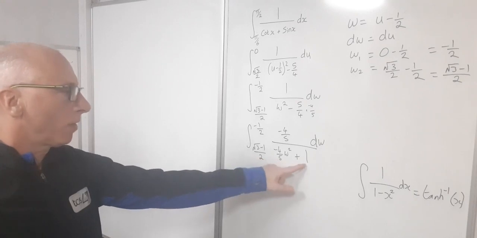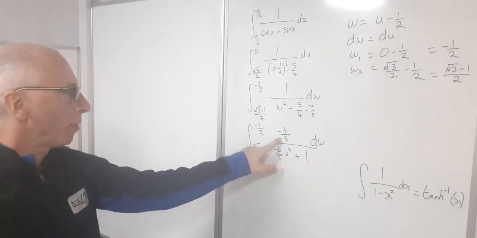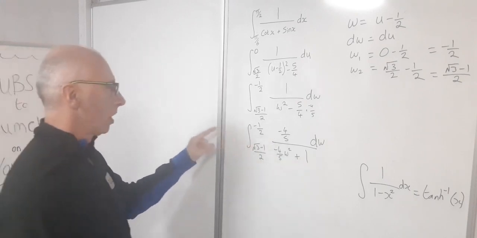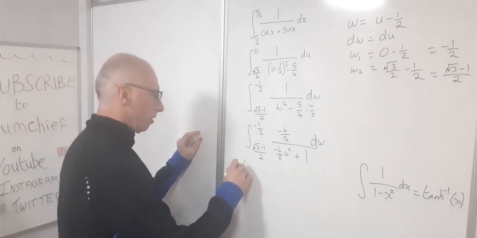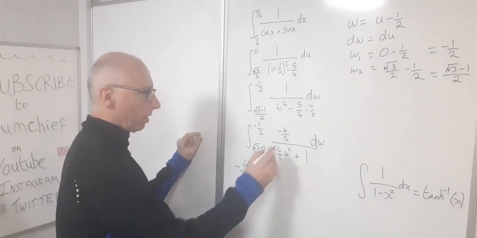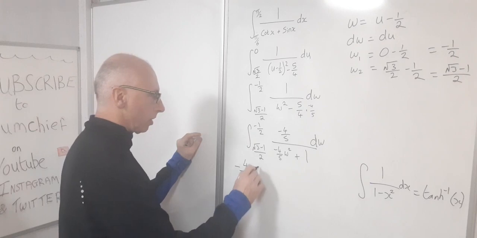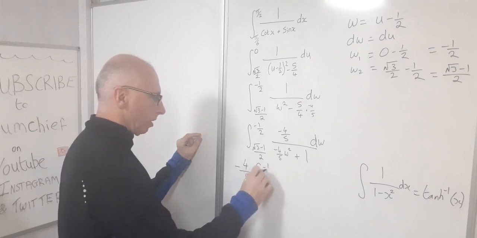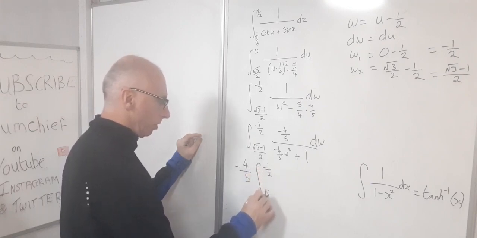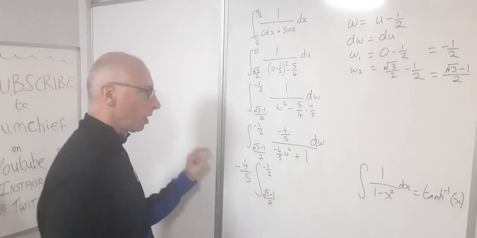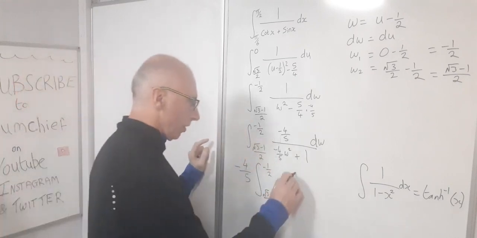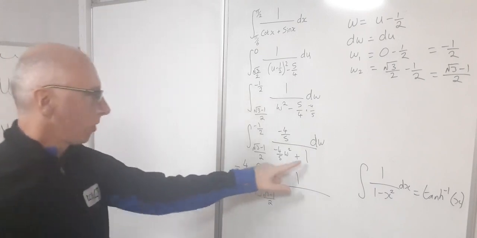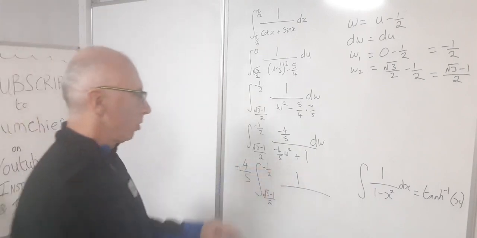So that would involve switching this round and bringing this constant out the front. So let's do that. So minus 4 over 5, that's just bringing this constant out, that's fully legitimate. Minus a half, root 3 minus 1 over 2. So now this becomes a 1. And then we've got 1 minus 4/5 w squared.